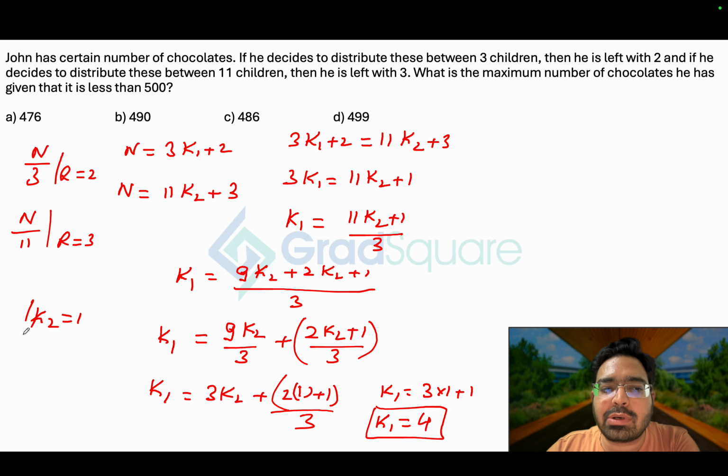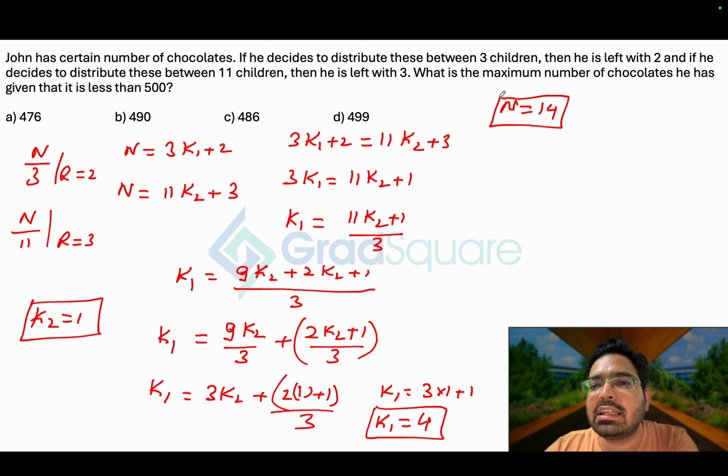So we have our first number. Either you take k2 as 1 and put it over here, or you take k1 as 4 and put it over here. The number n turns out to be 14. So this is my first number. The lowest possible number of chocolates that this person should have is 14. Correct? Now, what is the series of numbers which will actually satisfy this particular set of conditions is what we need to understand. Now, 14 is the first number that I'm getting, and this is where the question is getting a bit more tricky. Now pay very close attention.